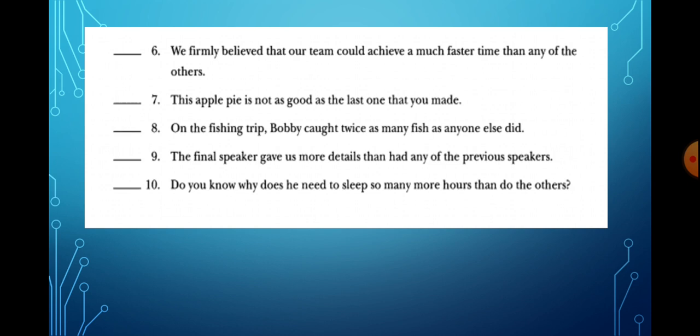We just make an inversion for the first part, which is obviously a yes-no question. So do you know? This is the inversion made for the question. We can't make a second inversion in the same sentence. Why here is just a connector. So do you know why he needs to sleep so many hours? So sentence number 10 is incorrect because an unnecessary or wrong inversion is made.